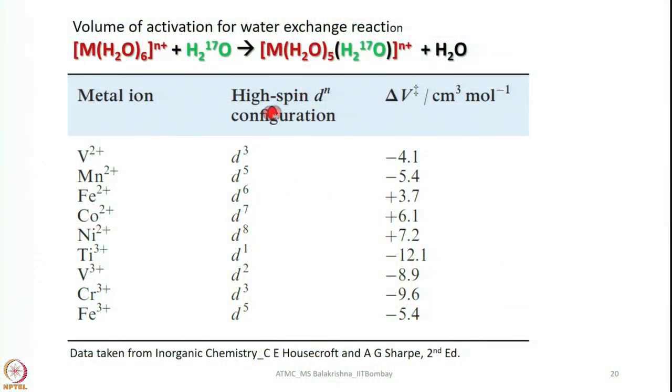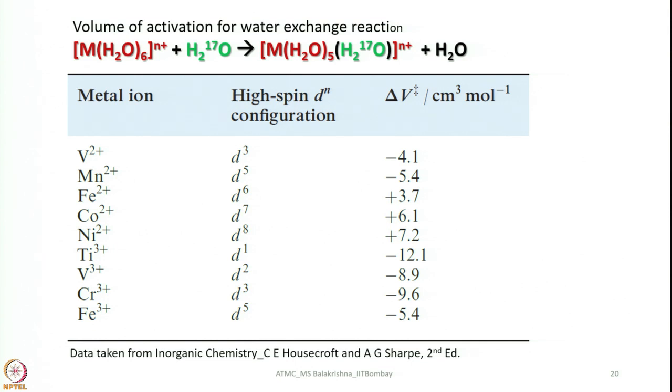Activation volumes for water exchange reactions for selected 3d metals are shown here. You can see that the change in values from negative to positive indicates the change of mechanism from A to D. That means, when the mechanism changes from an associative pathway to a dissociative pathway, a negative to positive value is observed, which suggests that bond making becomes less important on going from d3 to d8 systems. Bond making is less important and bond breaking is what matters.